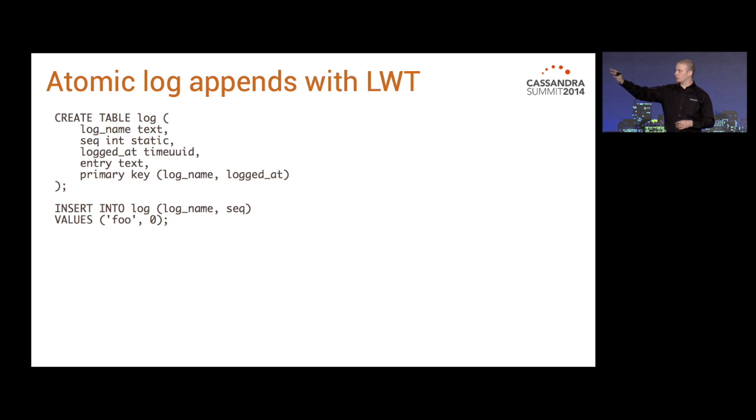So the way we can do this using lightweight transactions is we'll create an event log table, and we're going to have a static sequence number. And then we initialize each partition with a sequence number of 0. Once we've done that, we can insert a new sequence and increment the sequence number, insert a new event and increase the sequence number as part of a transaction. And so that's going to guarantee what we needed, that sequences never go backwards.